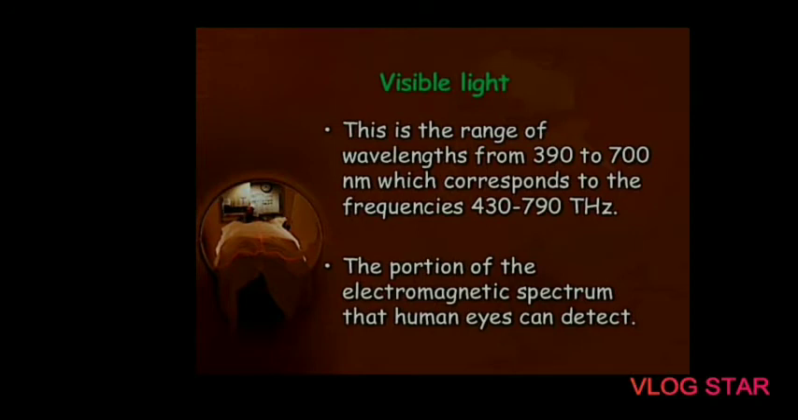The next type of rays is visible light. Visible light has a certain range of 390 to 700 nanometers, and the portion of the electromagnetic spectrum that human eyes can detect is called the visible light spectrum.